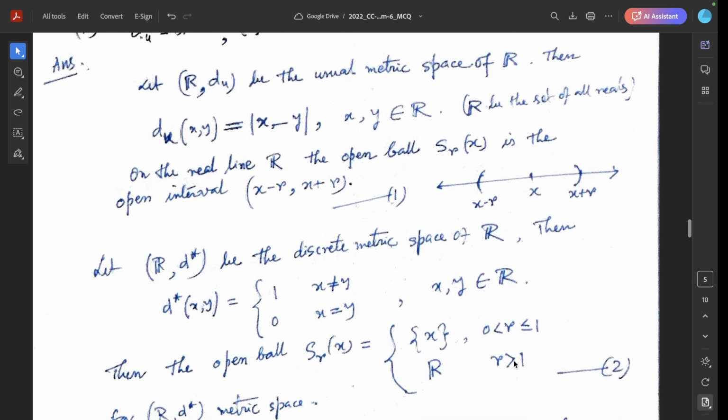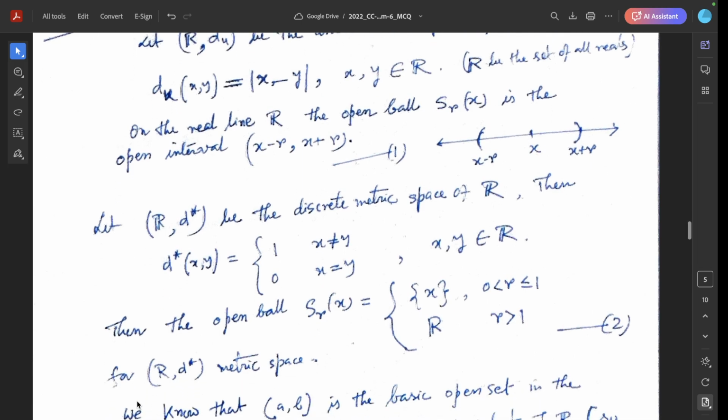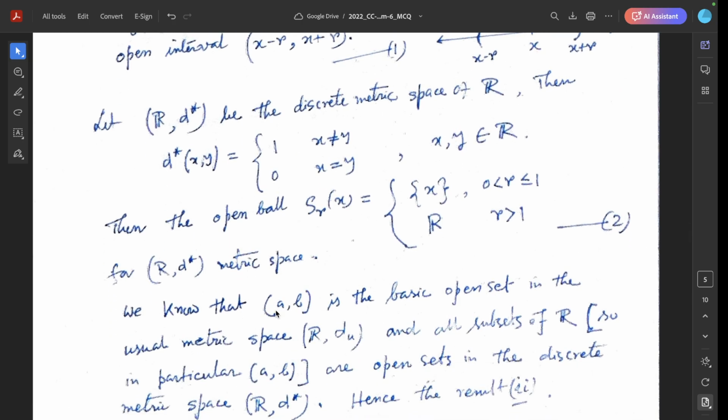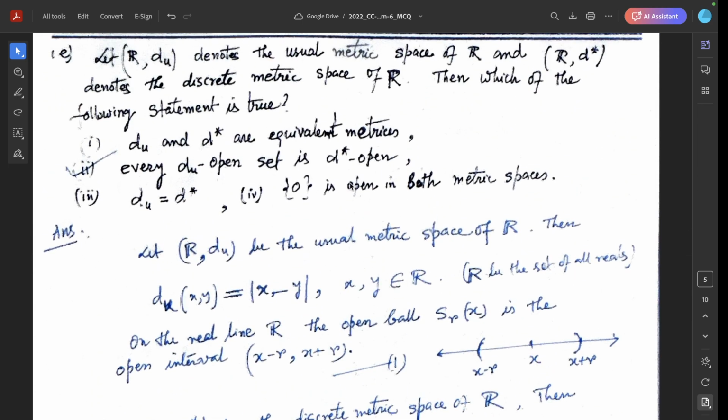For x, y belonging to R, the open ball S_r(x) is the singleton set {x} when 0 < r ≤ 1, and S_r(x) equals the set of all real numbers R when r is greater than 1, for this discrete metric space. Now we know that the open interval (a, b) is a basic open set in the usual metric space (R, du), and all subsets of R, and so in particular the open interval (a, b), are also open sets in the discrete metric space (R, d*). Hence the result 2 is correct.